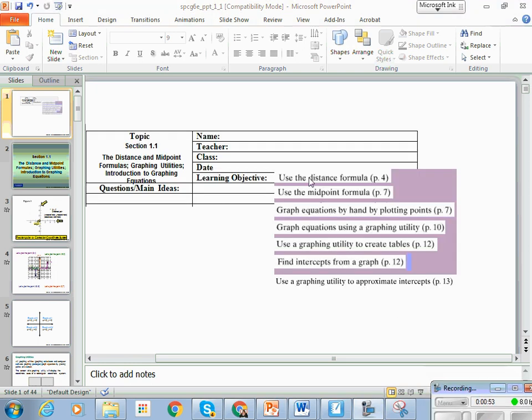All right, so we have these seven learning objectives. We're gonna use the distance formula, use the midpoint formula, graph equations by hand by plotting points, graph equations using a graphing utility, use a graphing utility to create tables, find intercepts from a graph, and use a graphing utility to approximate intercepts.